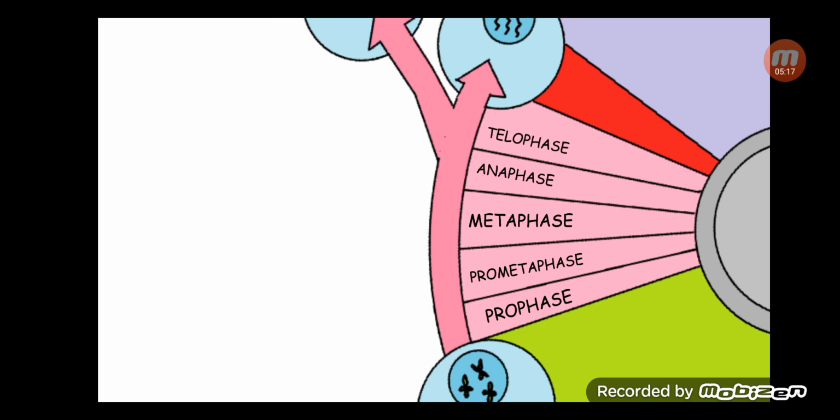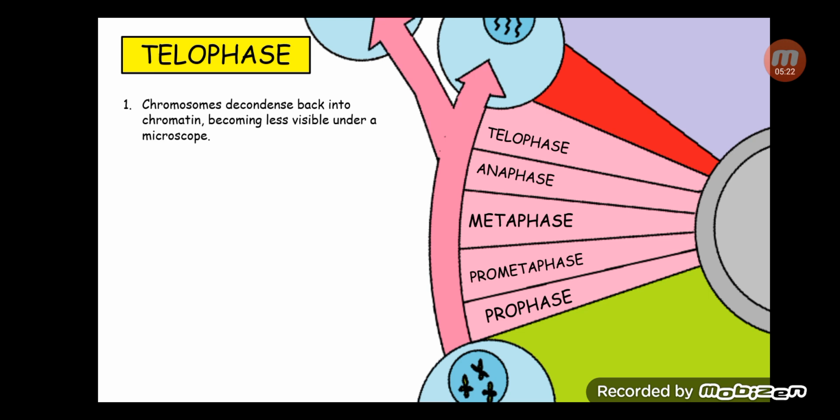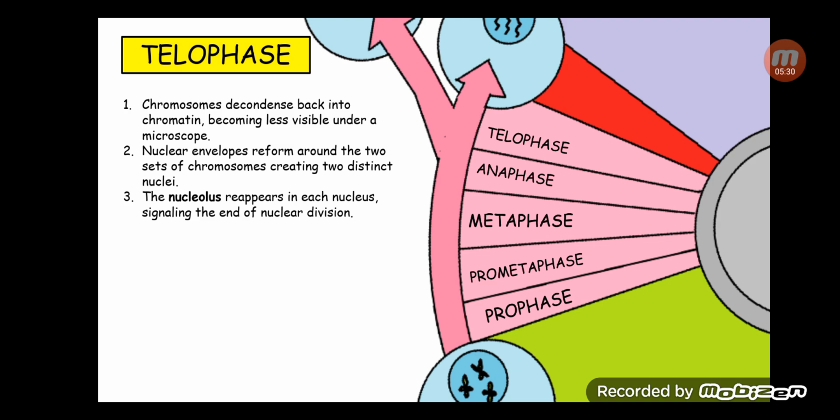The next phase in M phase is telophase. Chromosomes there decondense back into chromatin, becoming less visible under a microscope. Nuclear envelopes reform around the two sets of chromosomes, creating two distinct nuclei. The nucleolus reappears in each nucleus, signaling the end of nuclear division. The mitotic spindle disassembles as its job is completed now.